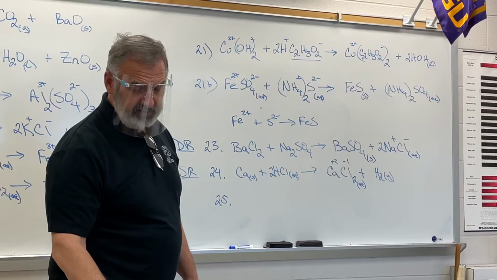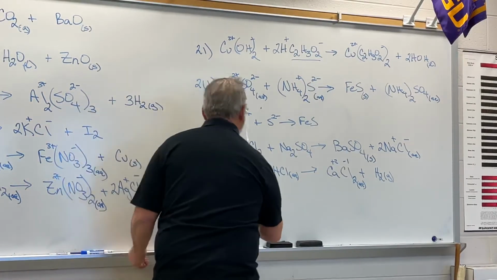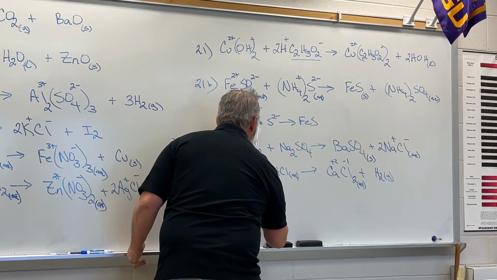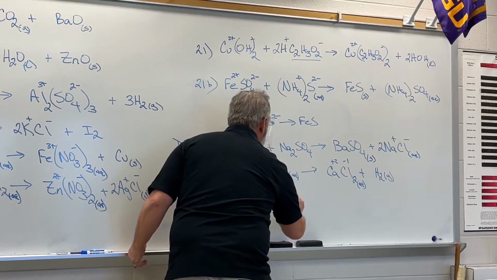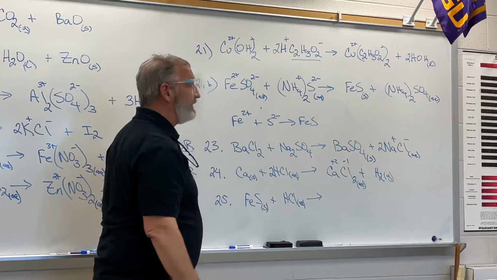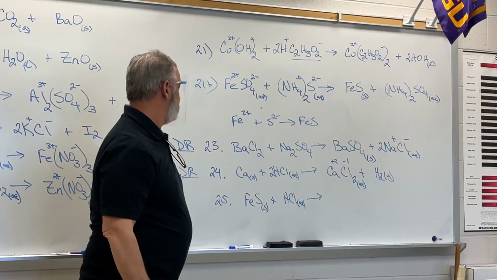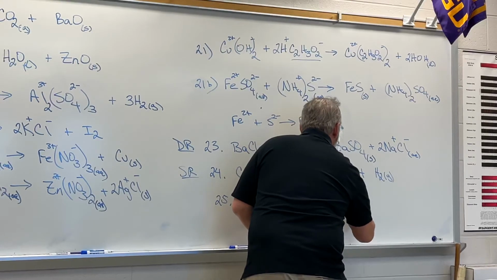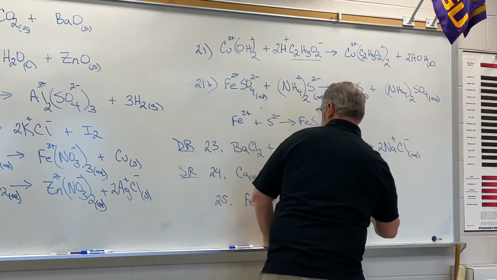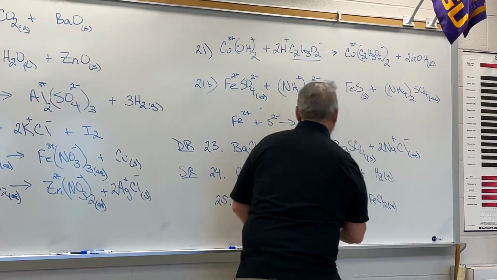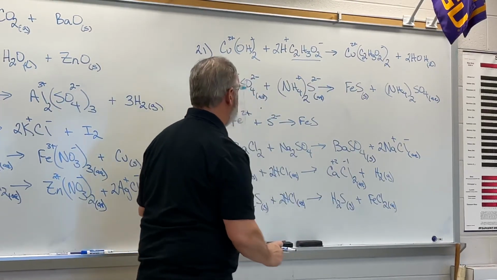Last one. Iron 2 sulfide plus hydrochloric acid. Iron 2 sulfide, that's a solid, you wouldn't have to know that, plus hydrochloric acid is going to make H2S, and that's a gas, plus FeCl2. And that would be aqueous. Put a 2 right there.